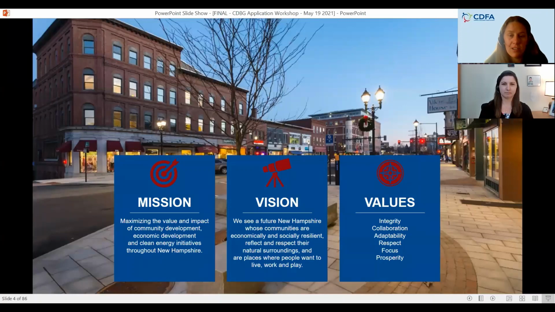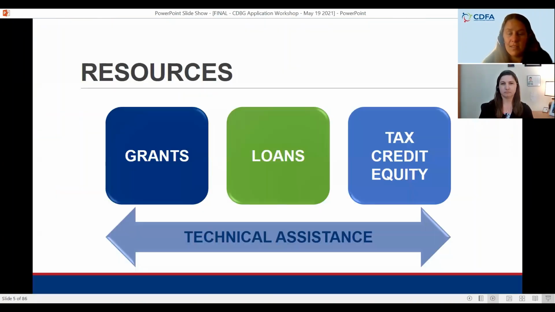So I'm going to provide just an overview of CDFA. I think many of you know CDFA, but we'd love to bring your examples of projects that you've advanced in communities forward for your peers and really use that as a sounding board and a bouncing off place for projects across New Hampshire that maximize the value and impact of community development, economic development, and clean energy initiatives. CDFA provides financial and technical assistance resources to assist our partners in advancing these projects across New Hampshire.